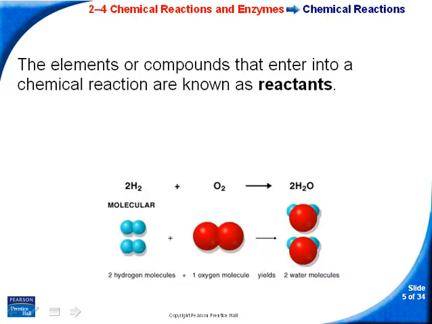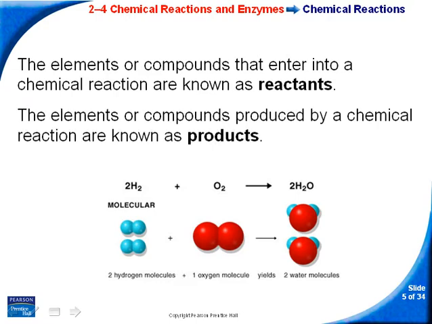Now, when we look at a chemical reaction, we look at it as what goes in and what comes out. The components that enter the reaction are the reactants. The compounds that come out of the reaction are known as the products, what's produced.